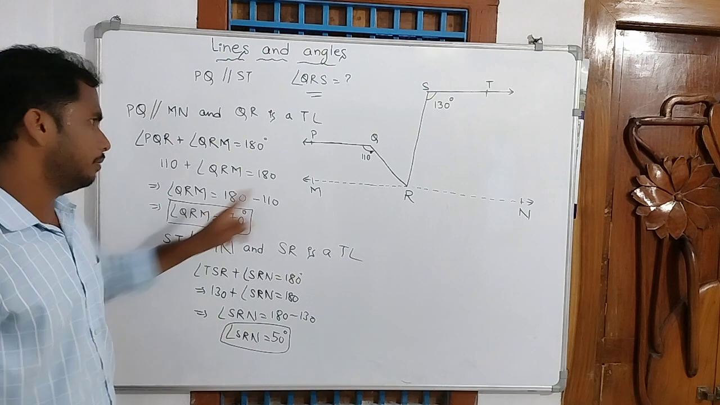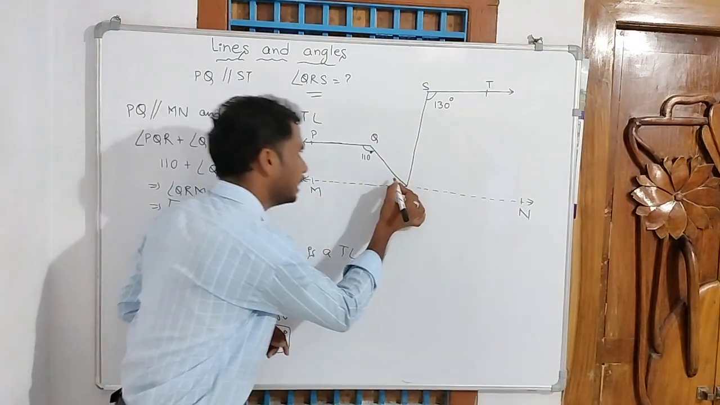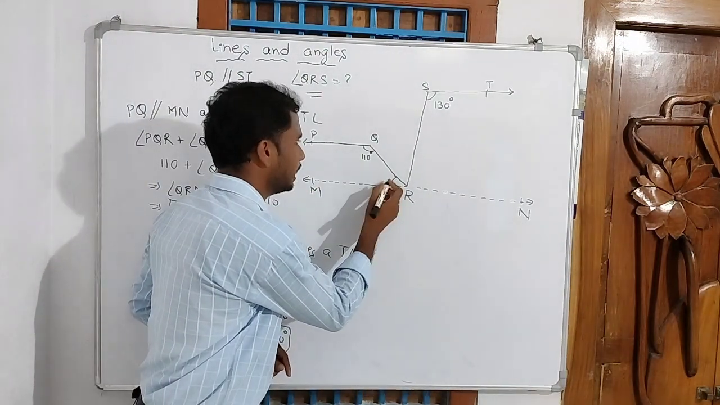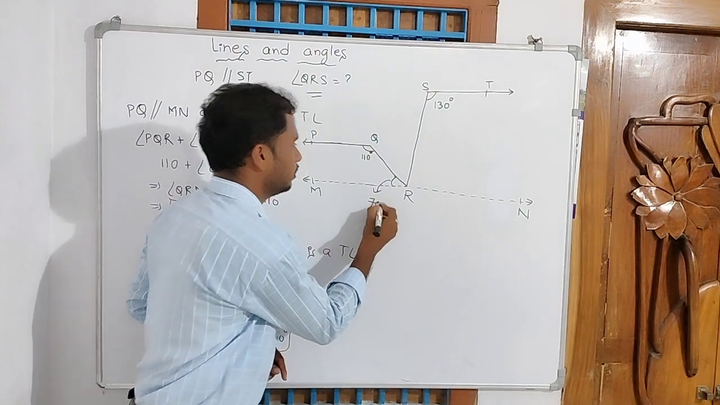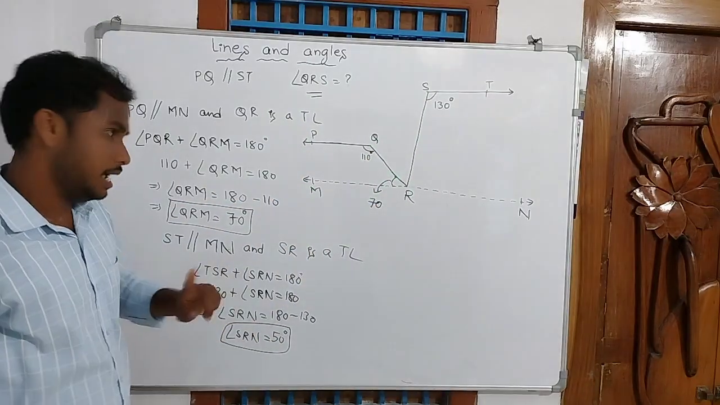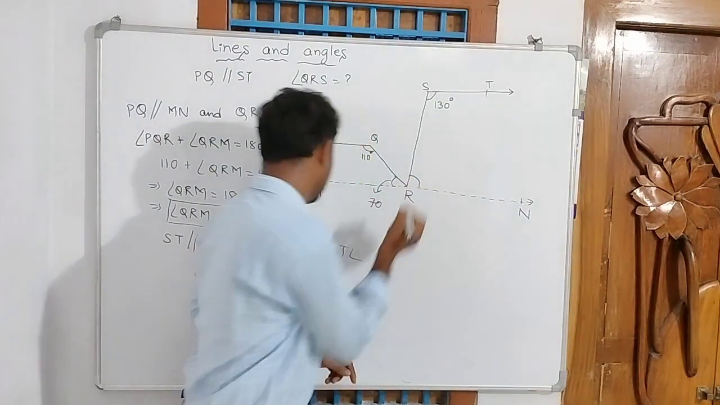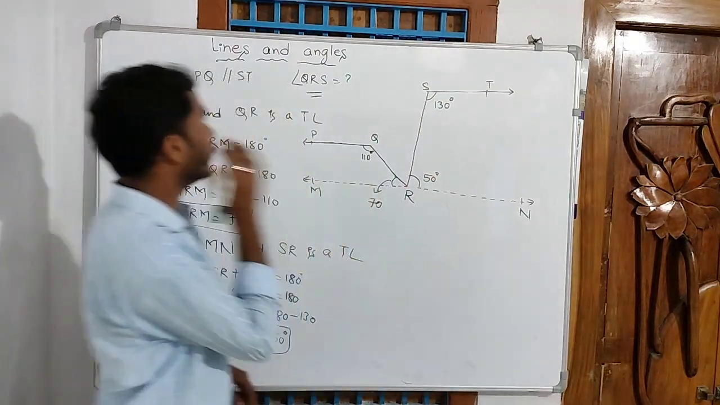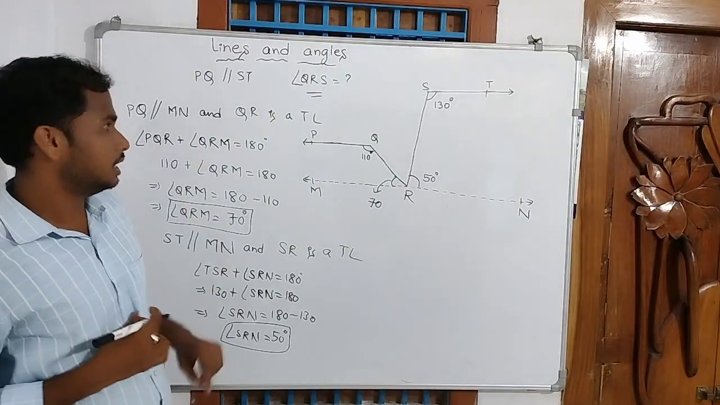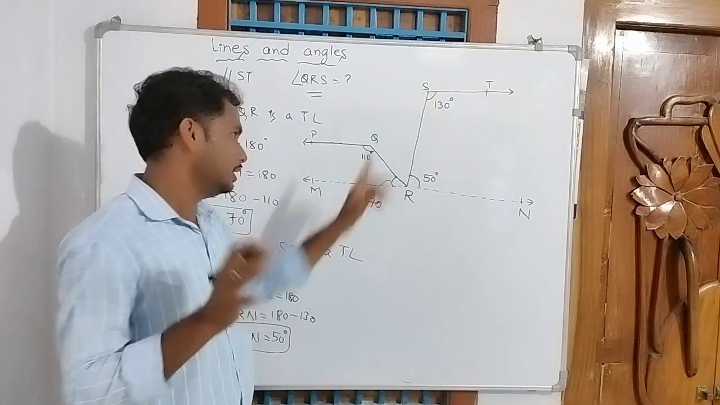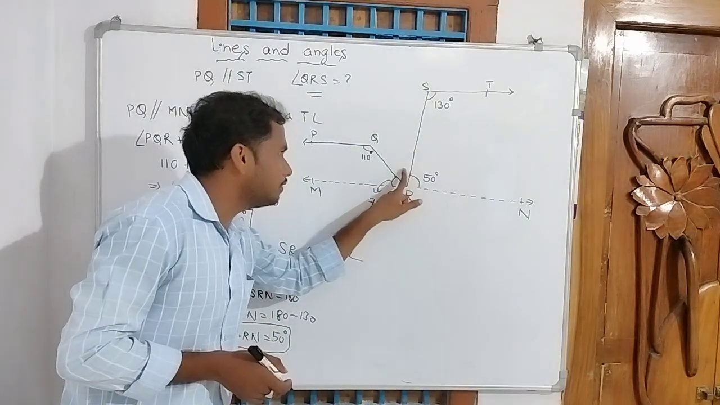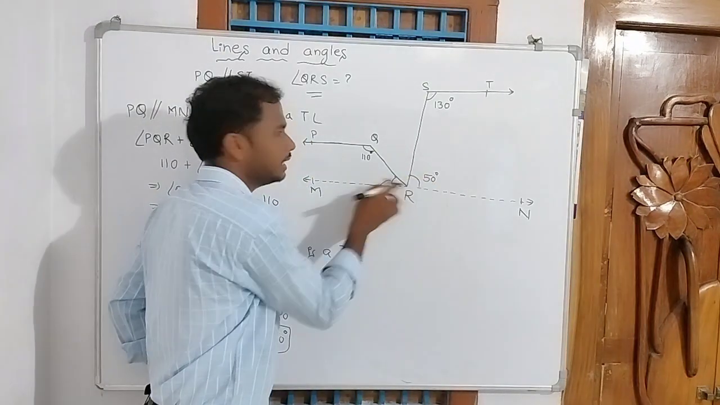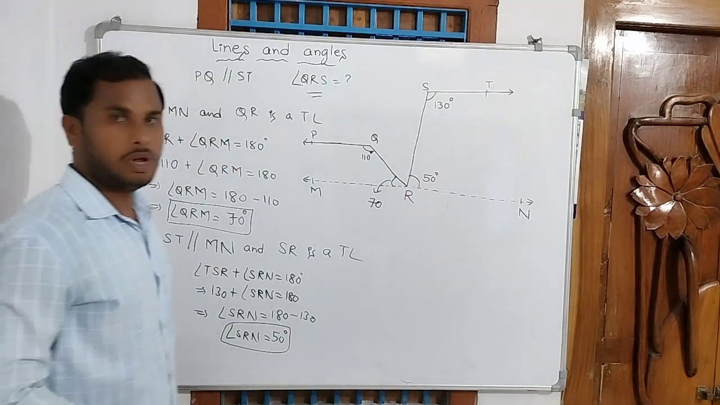Angle QRM, this angle we know, is 70 degrees, and angle SRN, this angle we also know, is 50 degrees. Now we can find QRS. How to find QRS? See this: the sum of three angles forms a straight line. That means we can add these three angles equal to 180 degrees.